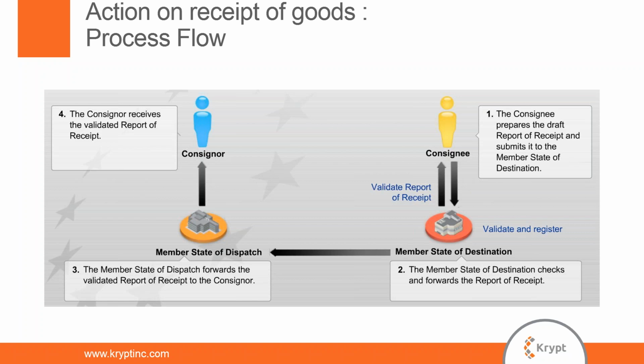The electronic report of receipt will be initiated from the consignee. It'll be sent to the member state of destination. The member state of destination will immediately send an acknowledgement back to the consignee that they have received the report of receipt. That message will be sent across to the member state of dispatch, and the member state of dispatch will send it to the consignor. In this way, the entire end-to-end process, from sending the goods from the consignor all the way to receiving the goods at the consignee, would be complete, and the document can be closed.